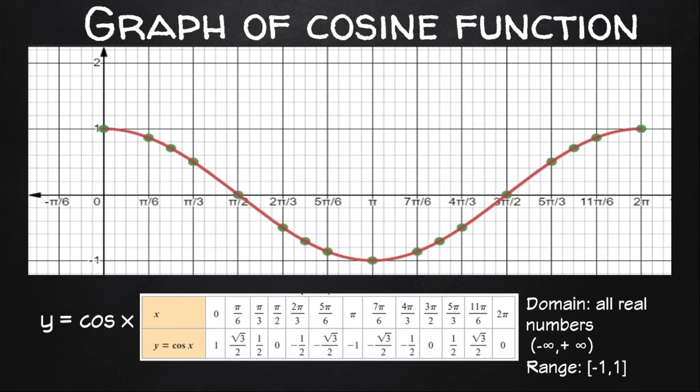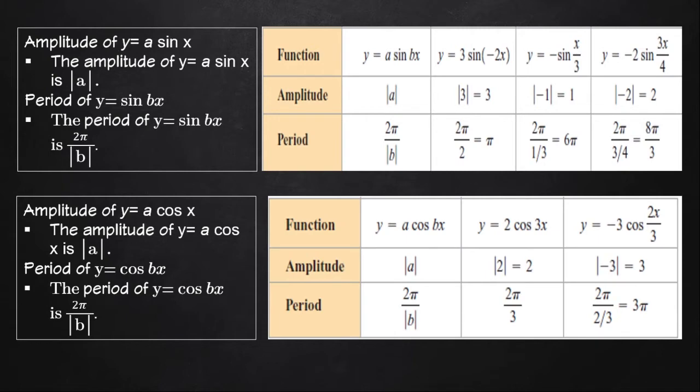So the domain for the cosine function y equals cosine x is all real numbers from negative infinity to positive infinity, and the range is from negative 1 to positive 1. How do we find the amplitude and period of a function?